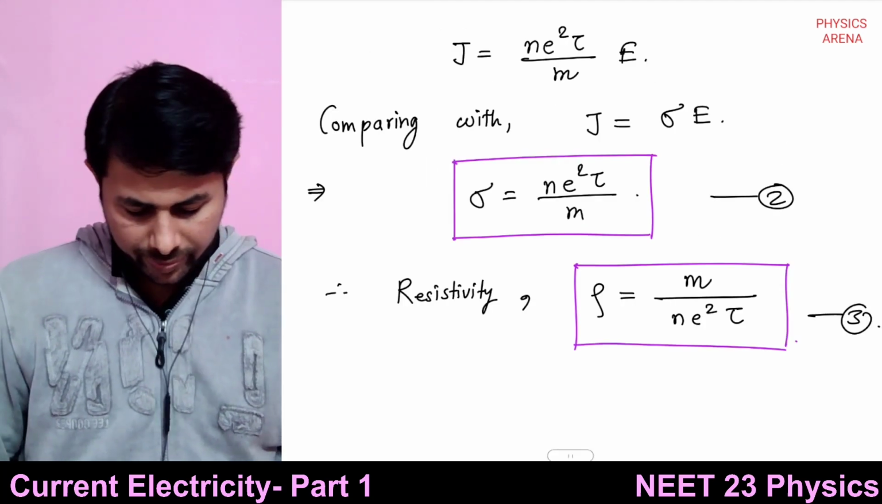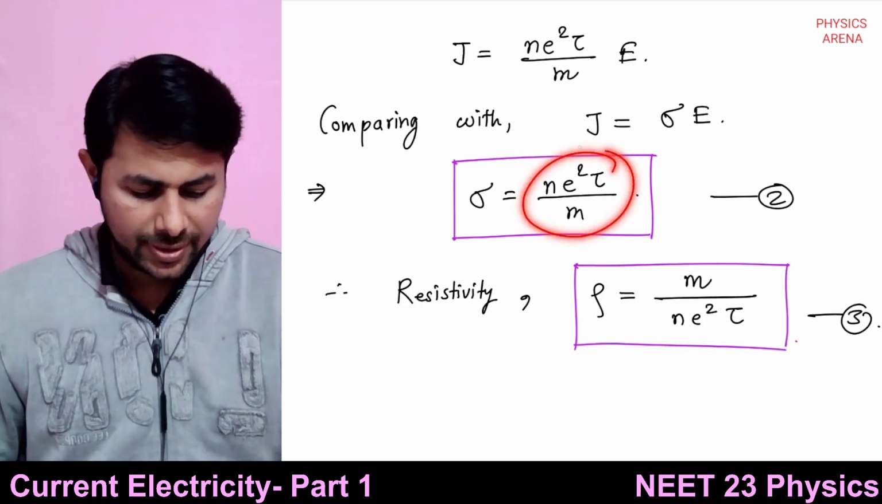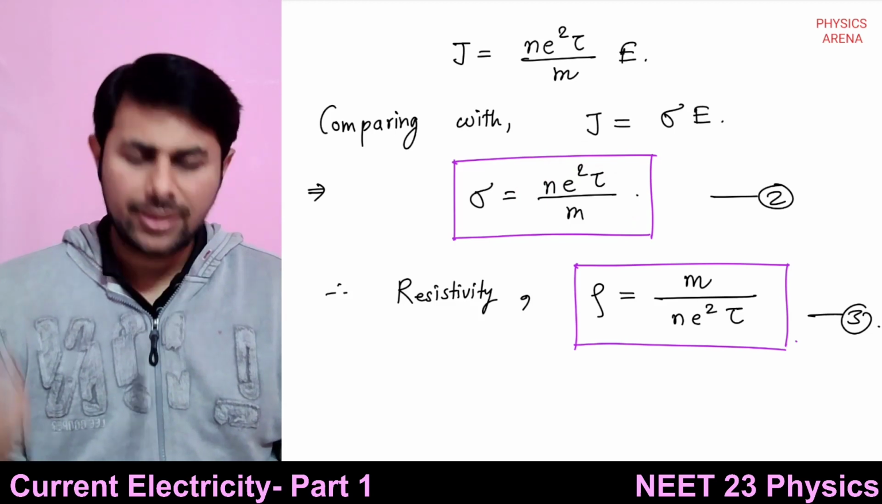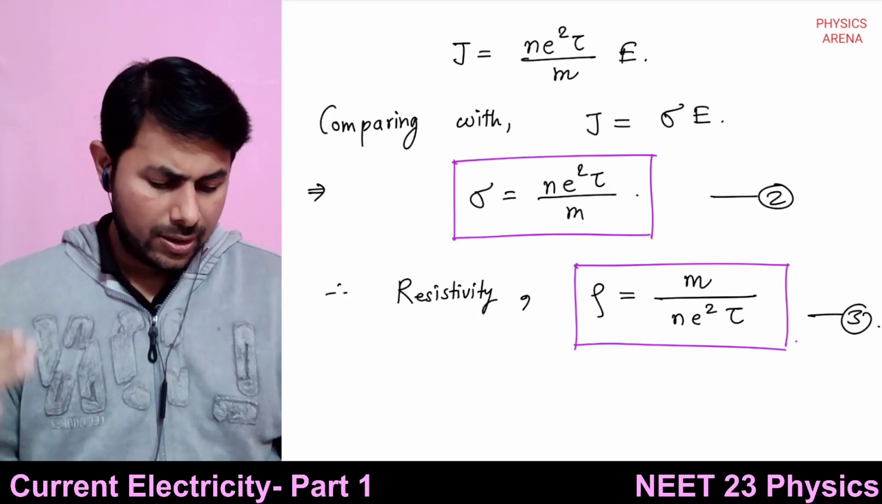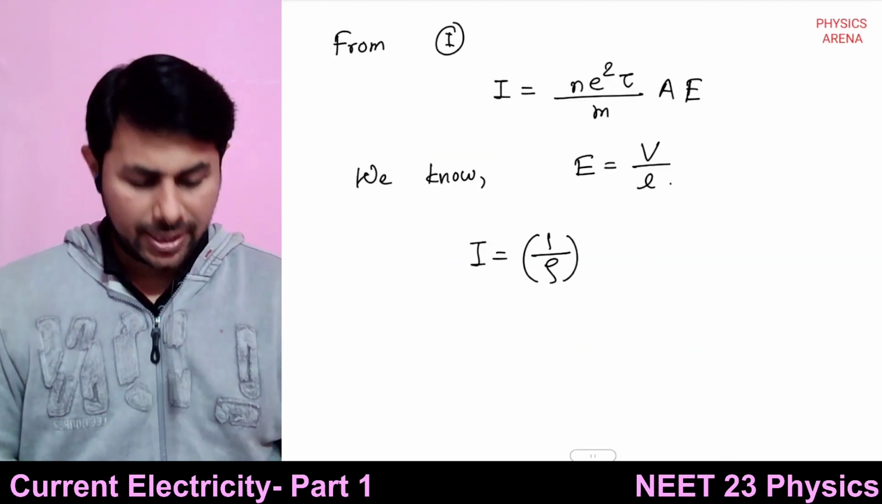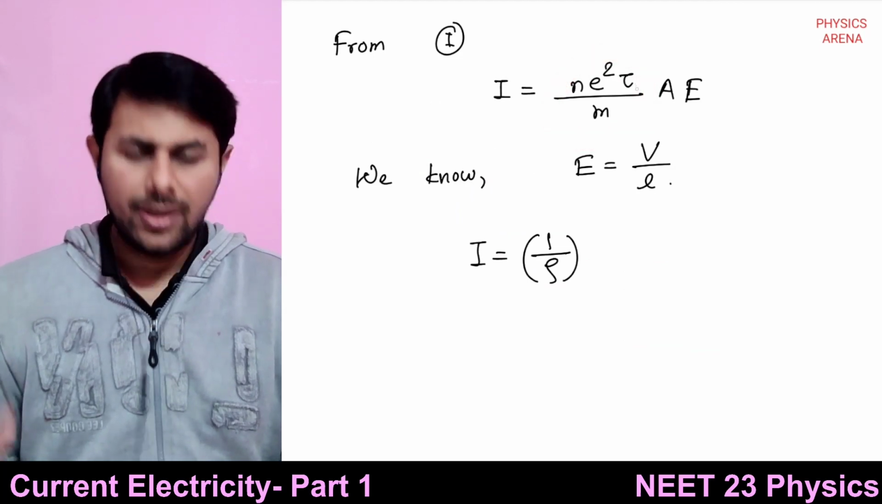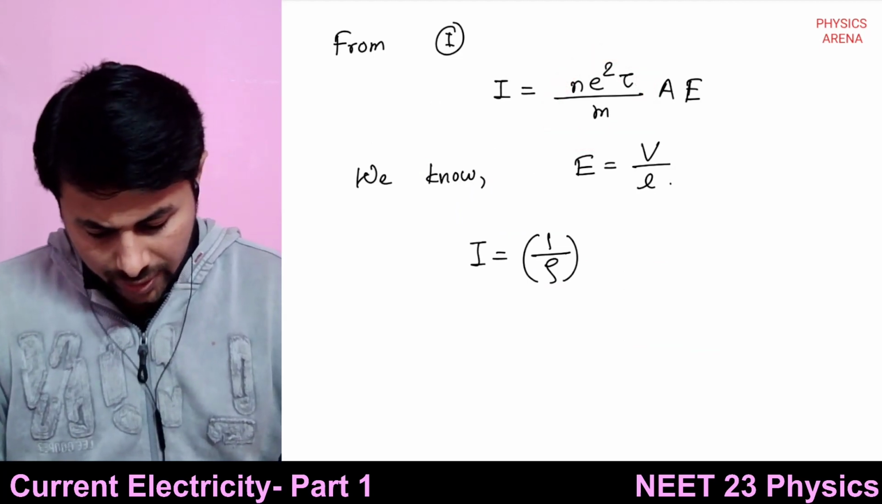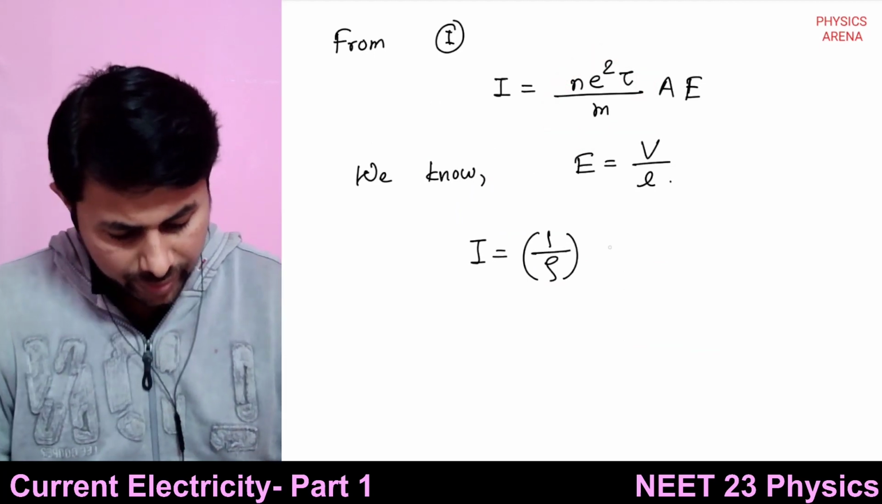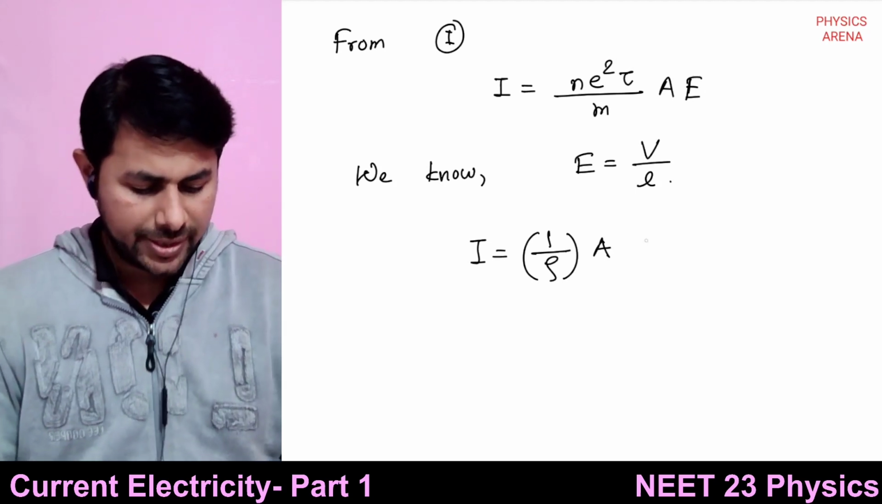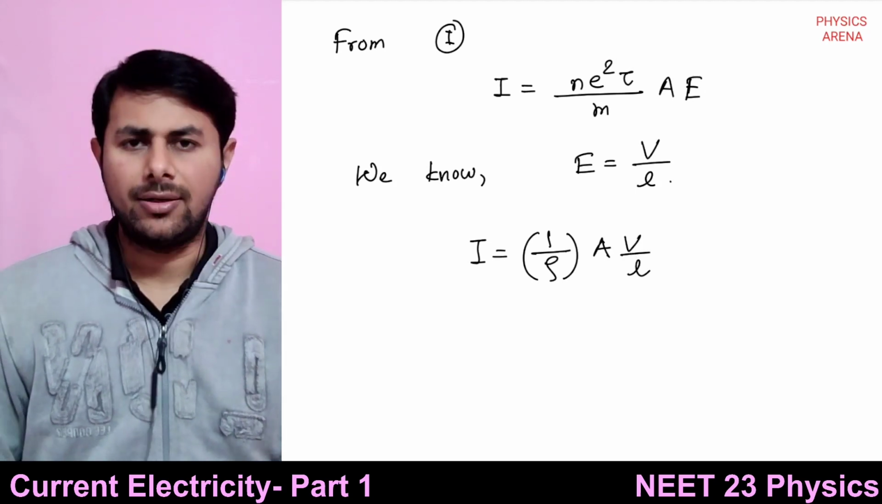Right. We have defined it. The conductivity is Ne square tau upon m. Resistivity is the reciprocal of that. So this is 1 upon resistivity, multiplied by A times E, and what is E? It is V upon L.